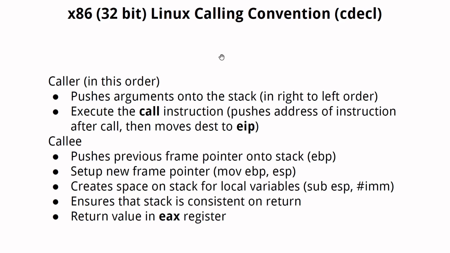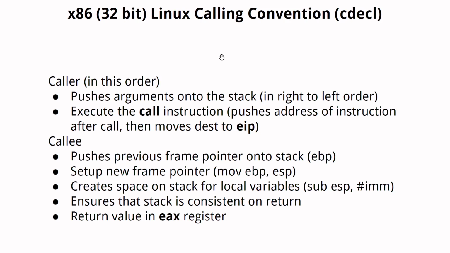In this calling convention, the callers, so in the previous example, we have a main function, we have a func function. The main function calls the func function. In that case, the main function is a caller, the func function is a callee. The caller will push arguments onto the stack in right to left order, pushing them one by one onto the stack. Then it executes the call instruction. And the call instruction, obviously, we already talked about it. It pushes the address of the next instruction after call to the stack, then moves the destination to the EIP.